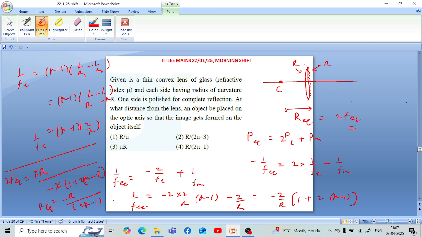So this is the result, and we have to find out the distance basically. So there is no use of this negative sign because we are not concerned with the direction here, we are concerned only with the distance. So taking the absolute value of this, we get R equivalent equals R upon 2 mu minus 1. So we can see that option 4 is correct here.